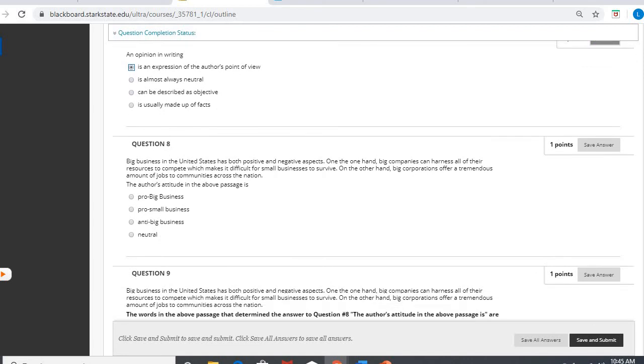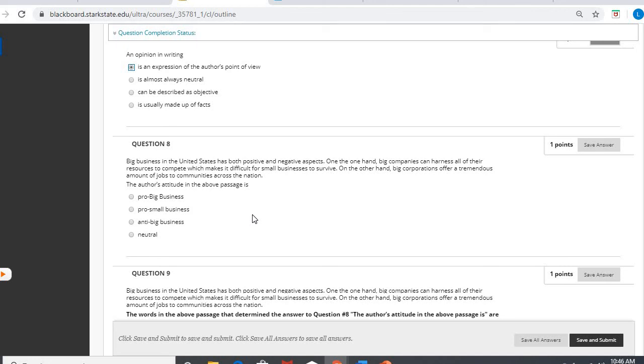Question 8, as I read this, we have to determine the attitude. How does the author feel about this? It says big business in the U.S. has both positive and negative aspects. On the one hand, big companies can harness all their resources to compete, which makes it difficult for small businesses to survive. On the other hand, big corporations offer a tremendous amount of jobs to communities across the nation.